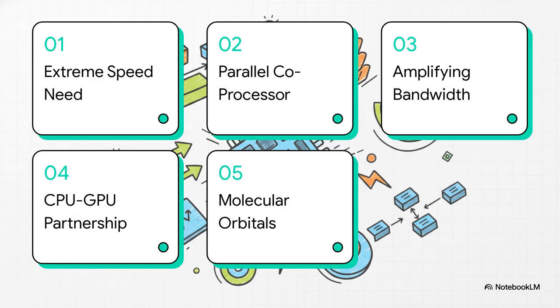First, the need for extreme speed. Second, the massively parallel coprocessor. Third, Principle 1, amplifying memory bandwidth. Fourth, Principle 2, the CPU-GPU partnership. And finally, a case study on molecular orbitals.